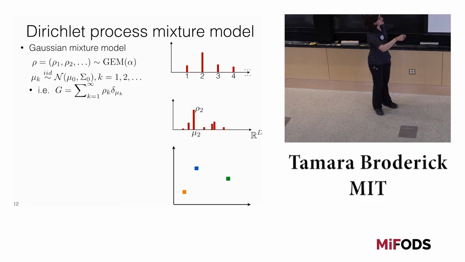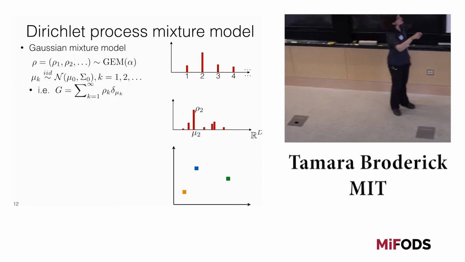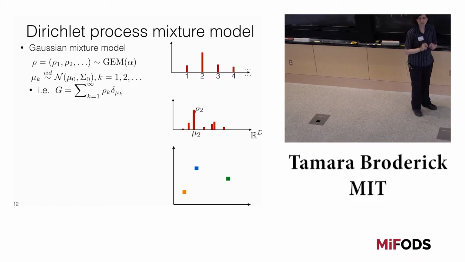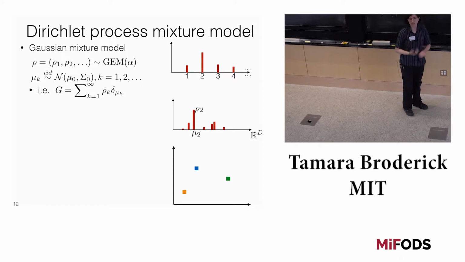Now, to say that the rhos are GEM distributed and the mus are normally distributed, a completely equivalent way of seeing that, and the way that you will often see it in papers if you're reading papers in this area, is to say that this measure G is Dirichlet process distributed. So we're finally defining a Dirichlet process here.